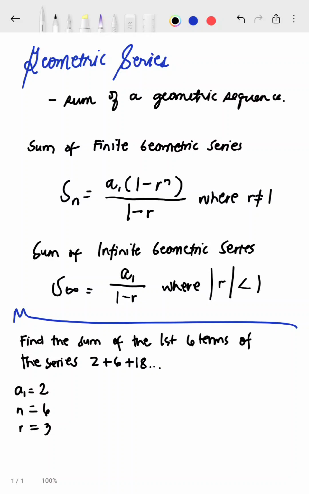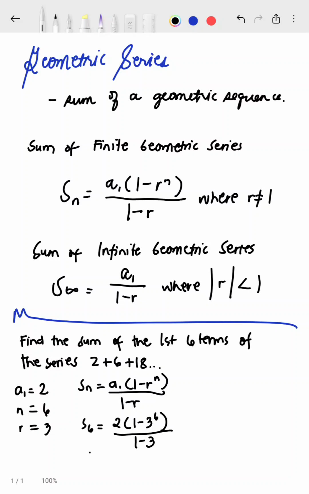Okay? So from there, since we have a finite number of terms to be added, and as mentioned, only 6 terms, then we're going to use the finite geometric series formula. So let's substitute. The sum of the 6 terms is equal to the first term 2 times 1 minus the common ratio 3 raised to 6 over 1 minus 3.